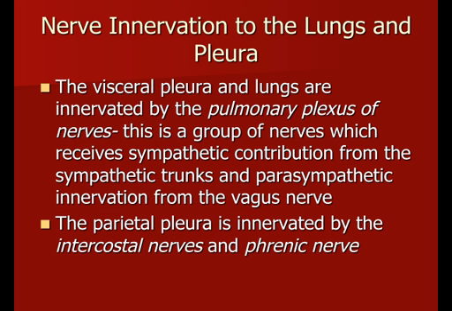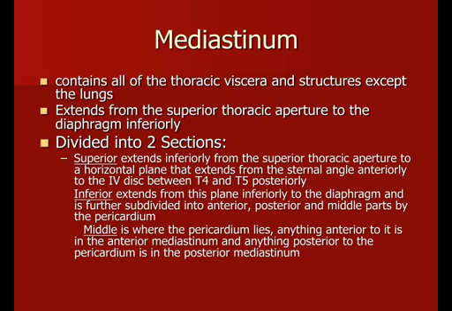For nerve innervation here, there is a pulmonary plexus of nerves. It's a group of nerves which receive sympathetic contribution from the sympathetic trunks and parasympathetic innervation from the vagus nerve. And no, you don't have to know this plexus. The parietal pleura is innervated by the intercostal nerves and the phrenic nerve.